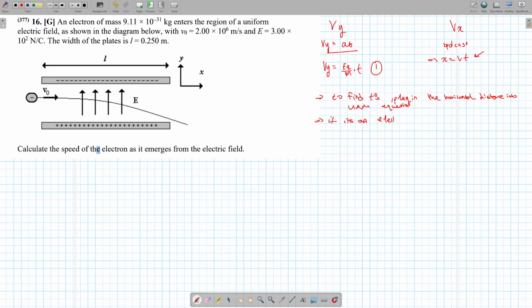Okay, remember also, if it's an electron, they're not going to give you the charge. They're going to expect you to have it memorized. Okay, Q is equal to negative 1.6 times 10 to the power of negative 19 coulombs. Okay, and then obviously after you find Vy and Vx, you just remember V is equal to root Vx squared plus Vy squared.